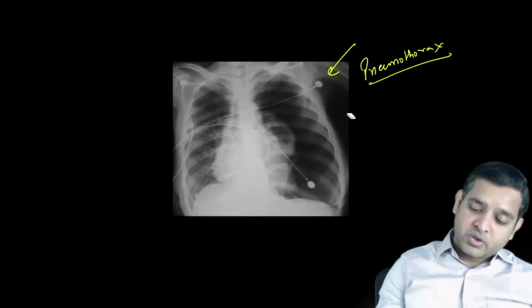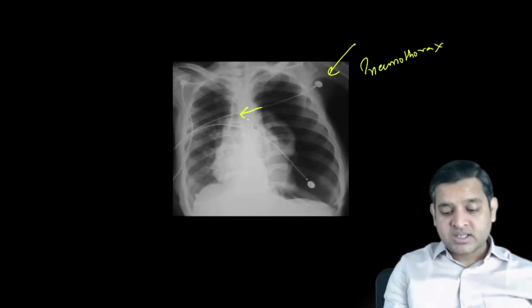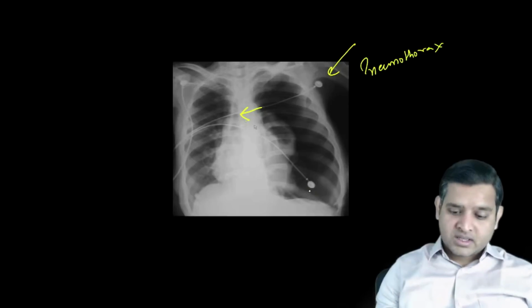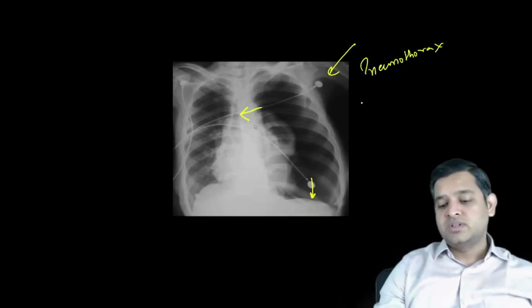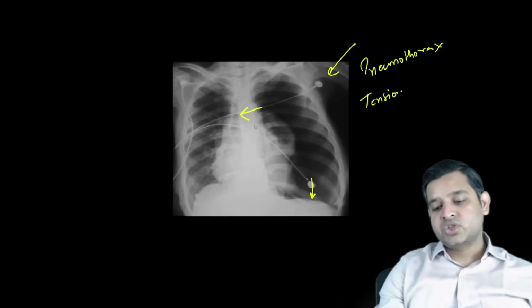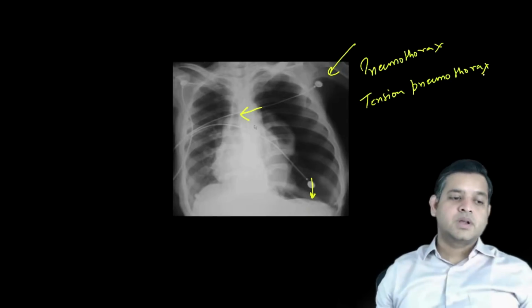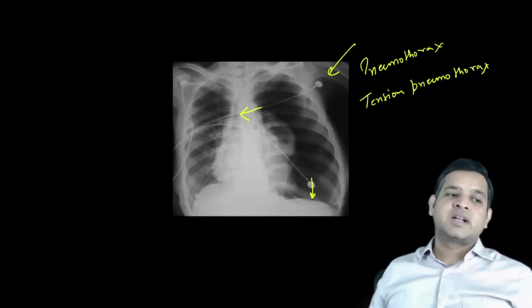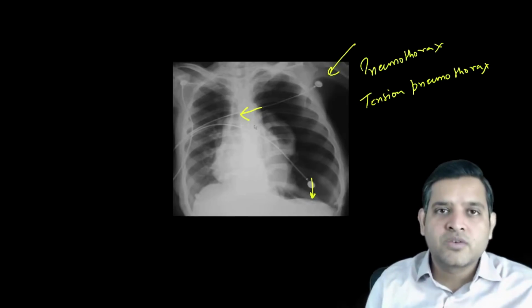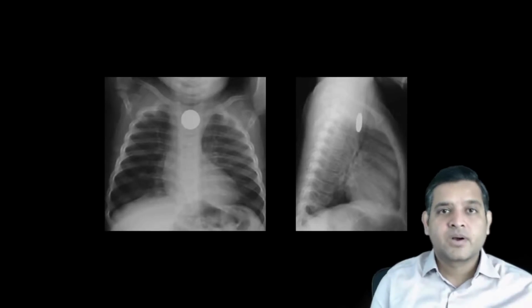But the point to be noted is what is happening because of this pneumothorax? Because of this pneumothorax, the trachea is pushed towards the opposite side. The diaphragm is pushed down. This is tension pneumothorax. The trachea is pushed towards the opposite side, the diaphragm is pushed down, so this is a case of tension pneumothorax. Okay. All right.